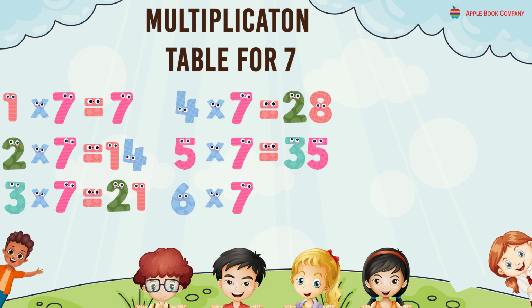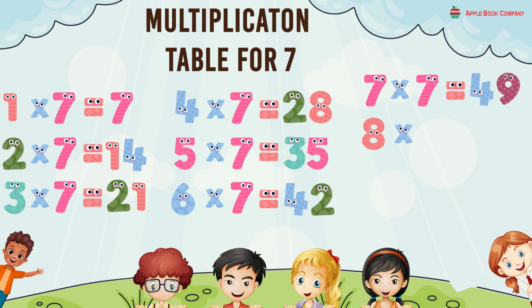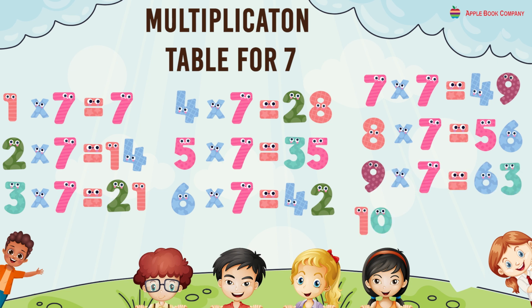6 multiplied by 7 is 42. 7 multiplied by 7 is 49. 8 multiplied by 7 is 56. 9 multiplied by 7 is 63. 10 multiplied by 7 is 70.